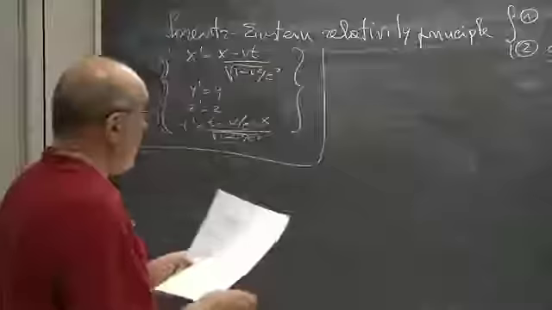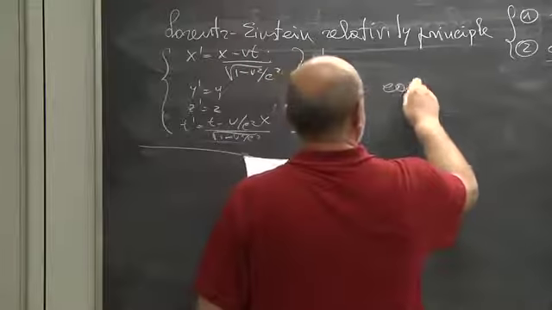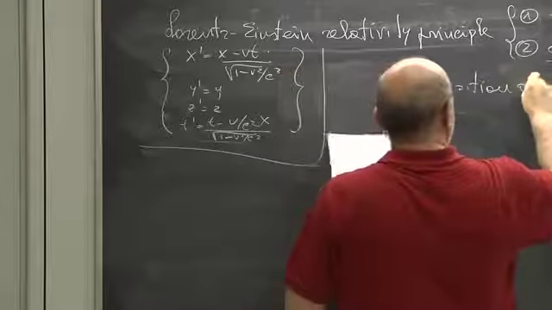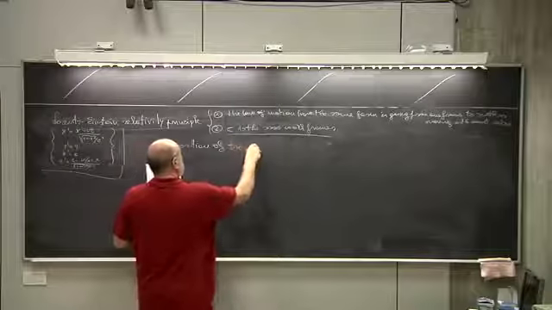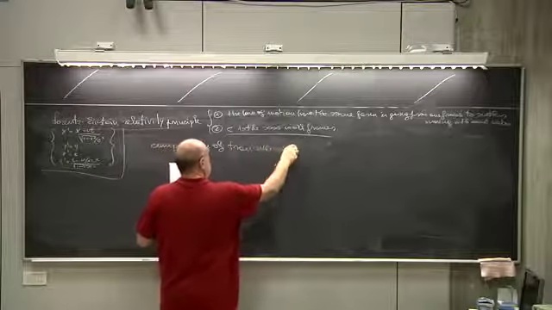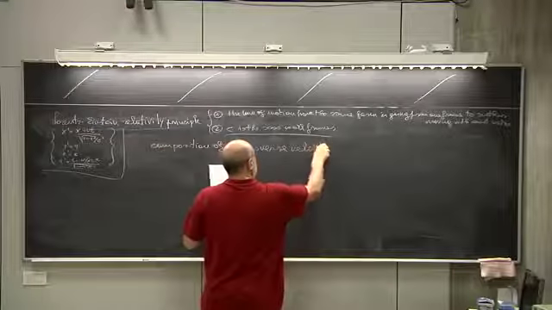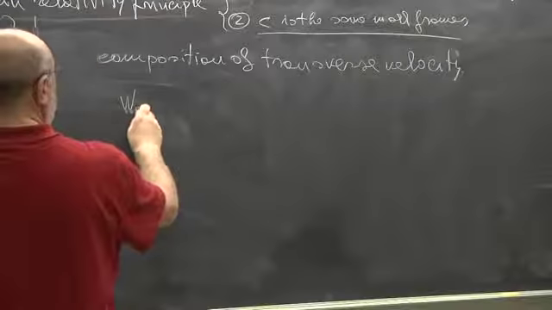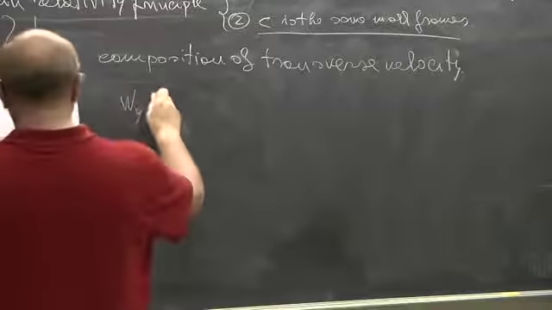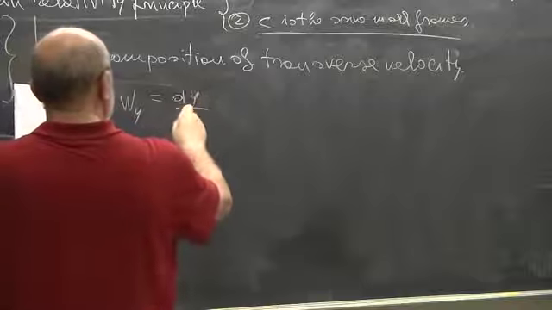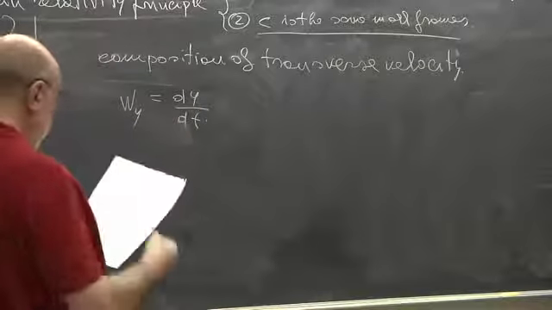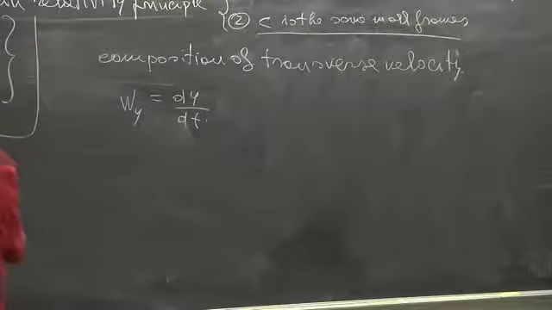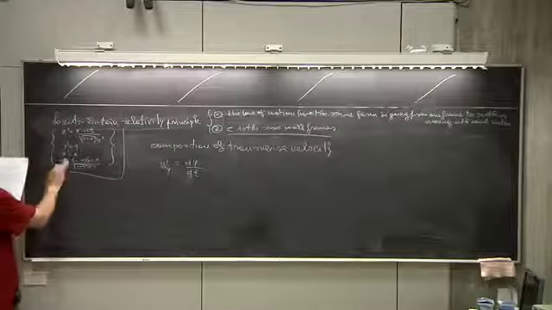So now, okay, let's do composition of transverse velocity. That means we have our particle whose velocity is w. Let's suppose it has a component along y. And we want to see how it relates to the new one. Now, let's do the inverse of this. It's one of the homework. Let's do the inverse of this.